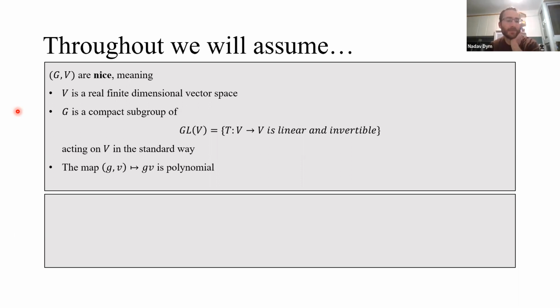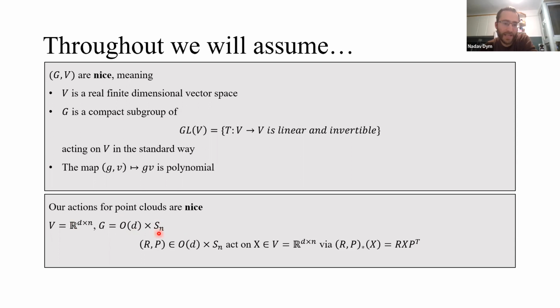Going back to our point clouds, which is what we're going to be focusing on, there V is R^(d times n), and G would be O(d) times S_n, or SO(d) times S_n, or only O(d), or only SO(d). In any case, this is some sort of matrix space. V is a real finite dimensional vector space, and G acts on V via this action. You take your X, which is the element in the vector space, and you multiply from the left by a rotation, and from the right by a permutation. Essentially, as a function of X, it's a linear function, and it's a polynomial. So certainly all the actions we described before are within these assumptions. Those are going to be our working assumptions.